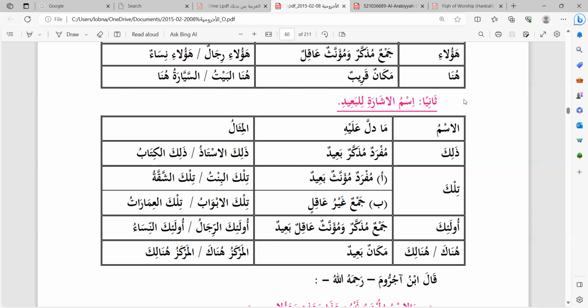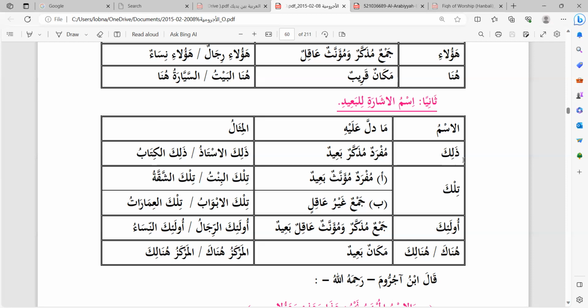Then you had هنا, that is to indicate close. هناك is something far. هنالك, again, is something that is far. مكان بعيد, it's like saying "there." Here is something that's close, there is هناك. المركز هناك, the center is there. المركز هنالك, the center is there. Typically, the most common one used in most books is هناك. هنالك is not commonly used, but it does exist.